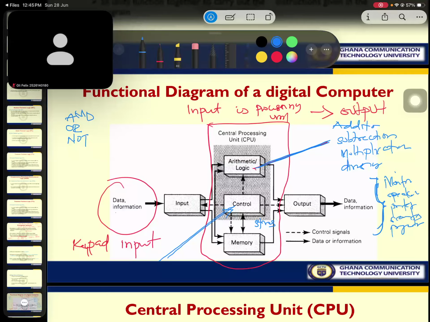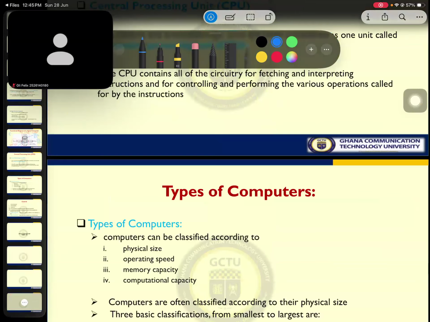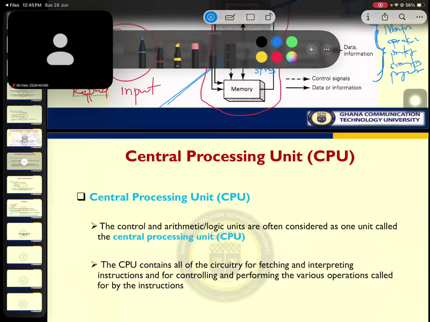Any question? So I've used the diagram to explain the concept of this digital computer. Any question? Before I summarize what we have done, any other question? Then we close the session. Any other question?